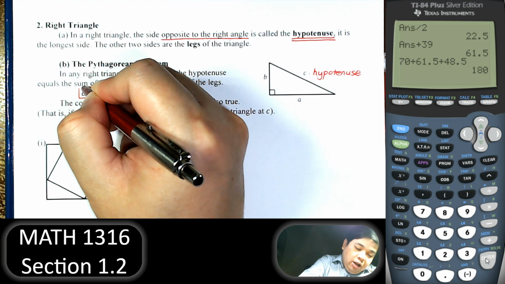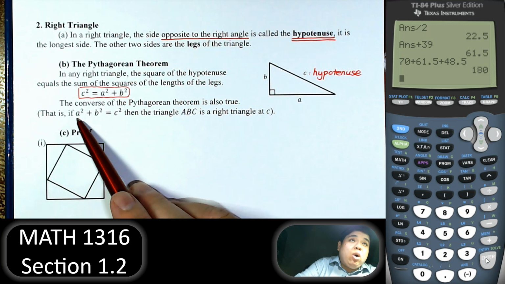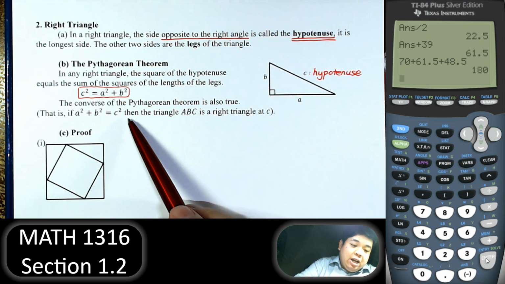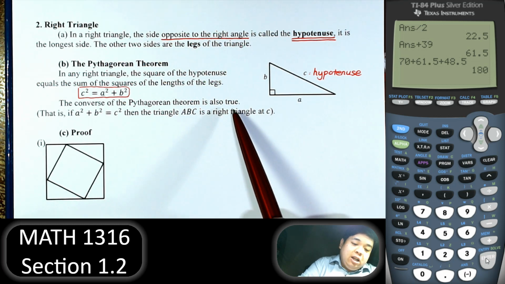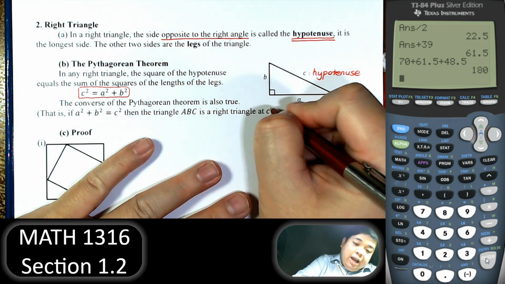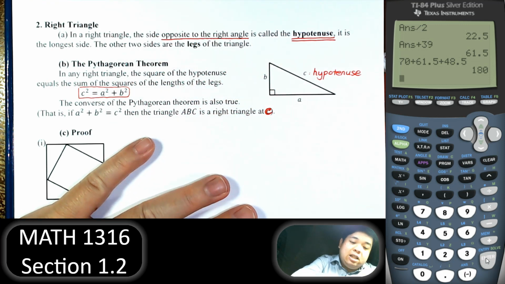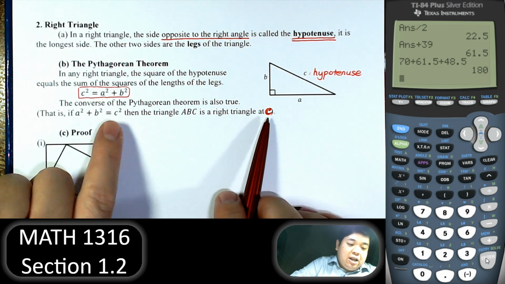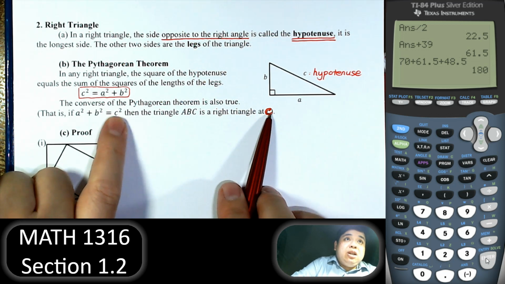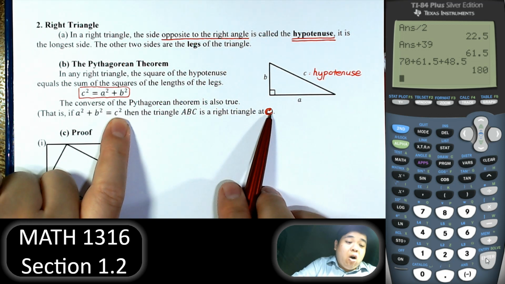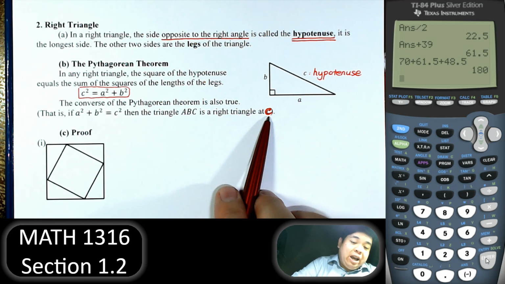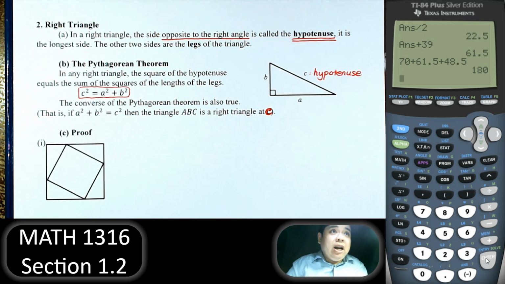The converse of the Pythagorean theorem: if we have a squared plus b squared equal to c squared, then triangle ABC is a right triangle at, this is capital C, angle C, because I said angle C is opposite to side c, and since c is the longest side, angle C is the biggest angle. Right, let's prove. This is proved by picture.